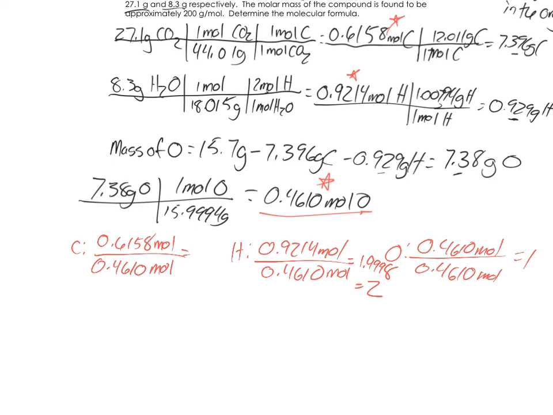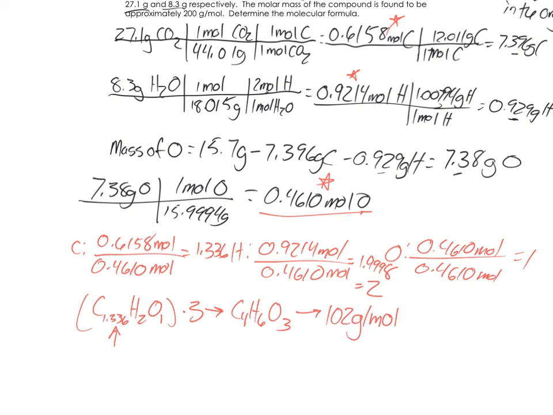And then this one is 1.336. So right now I have C1.336 H2 O1. I can't have that, so I've got to multiply this by 3. And I end up getting C4H6O3. I go through and figure out the empirical formula mass, because now I need to get into the molecular formula. With 4 carbons, 6 hydrogens, and 3 oxygens, I have a mass of 102 grams per mole.